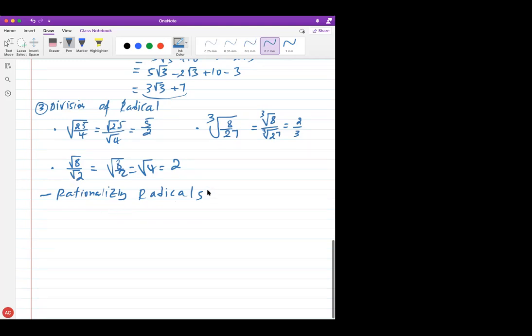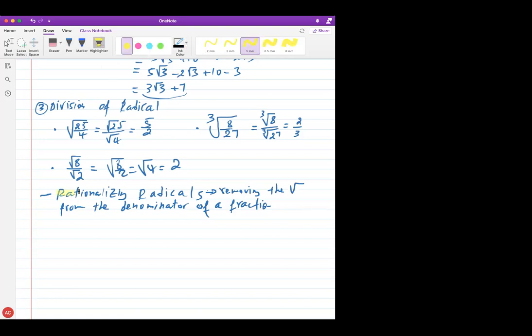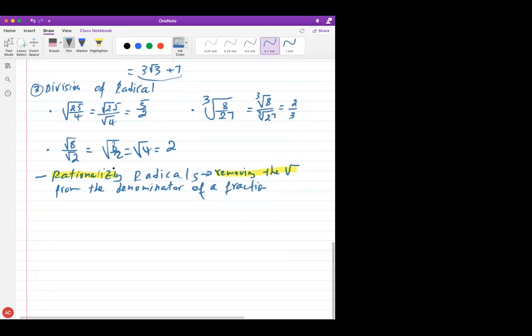So this basically means removing the radical from the denominator of a fraction. Okay, so remember that word? It just means removing the radical. And it's pretty easy to do.